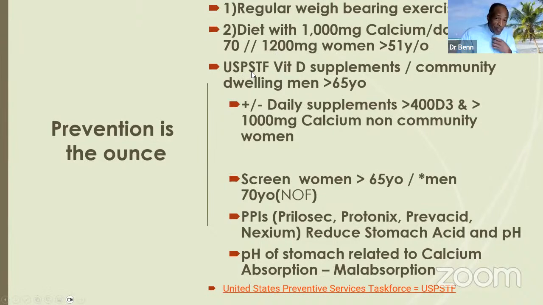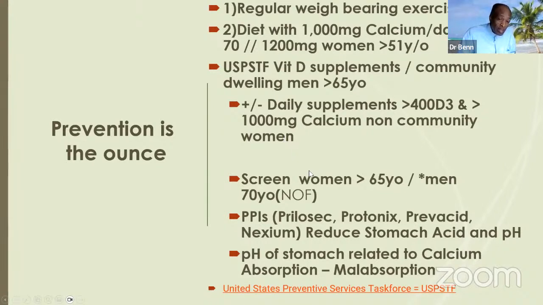And then the United States Preventive Services Task Force suggests, these are volunteers, peers in specialty areas who have gotten together to see which preventative measures are most beneficial. Right? And they have said that if individuals are dwelling in a community, such as a nursing home, care home, or assisted living home, and they're greater than 65 years of age, then they're suggesting vitamin D supplements. Okay, and the supplementation should be about 400 units of vitamin D3, okay, and about 1,000 milligrams of calcium for non-community dwelling women.